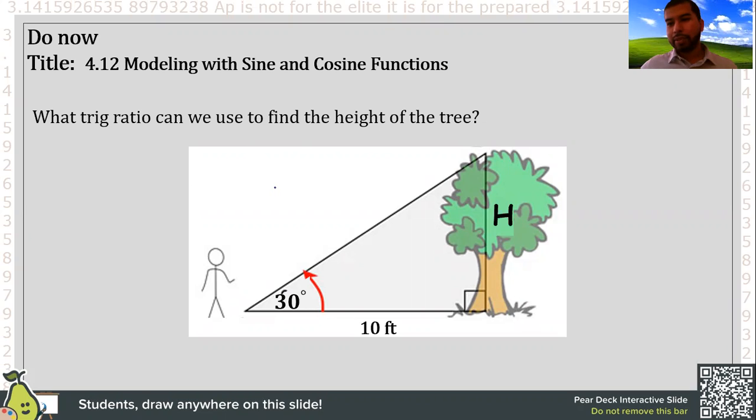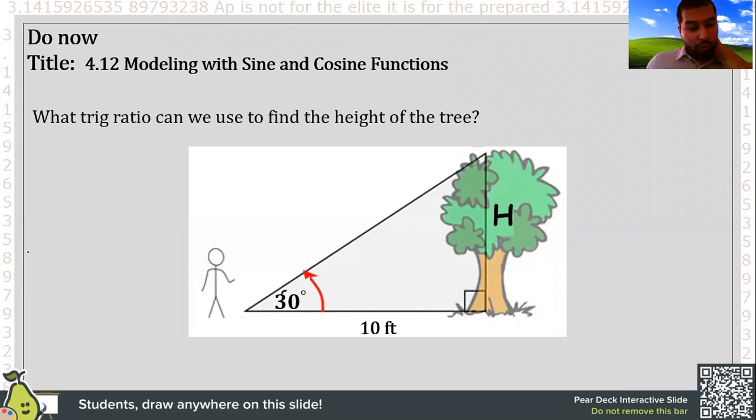So today we're gonna go ahead and learn how to model functions, applications using sine, cosine, and tangent. So go ahead and pause the video real quick and then we'll start on this warm-up. I want you to go ahead and label the adjacent side given that angle, the opposite, the hypotenuse, and start thinking how can we find the height given this information. So go ahead and pause the video and give that a try.